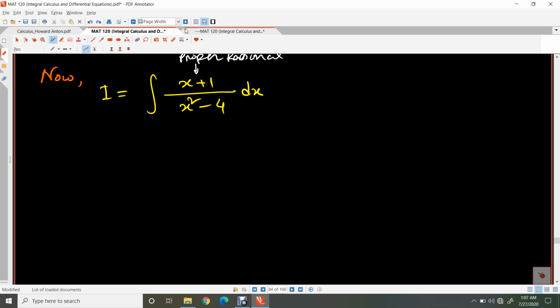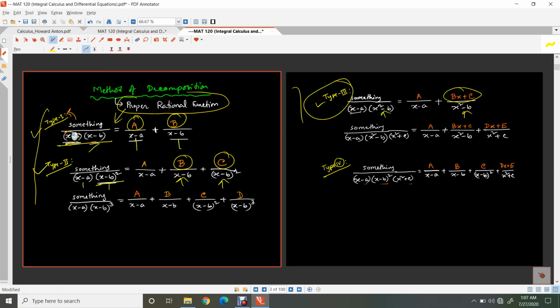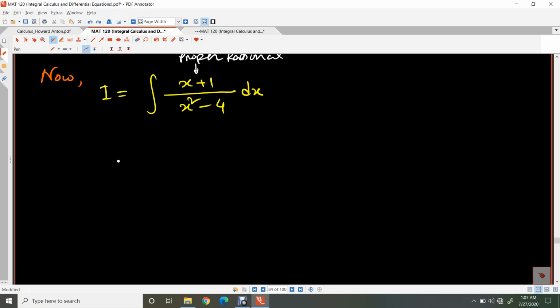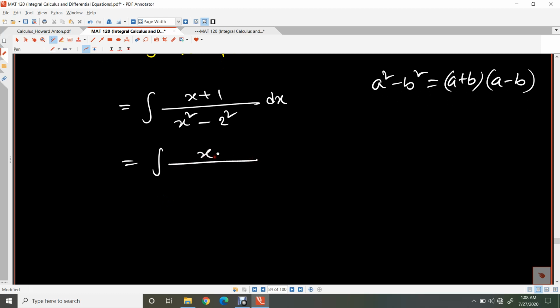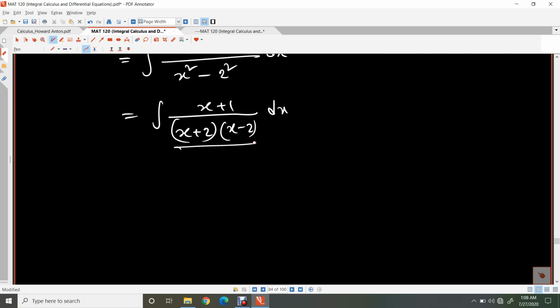But before that, you must know that we have to get the factors from here. What we have here is just x^2 - 4. So let's try to factor it. x^2 - 4 can be written as x^2 - 2^2, and you know that a^2 - b^2 is equal to (a + b)(a - b). If we continue this process, we will get (x + 1) over (x + 2)(x - 2) dx. So now we can see we have the factored form. This is I.